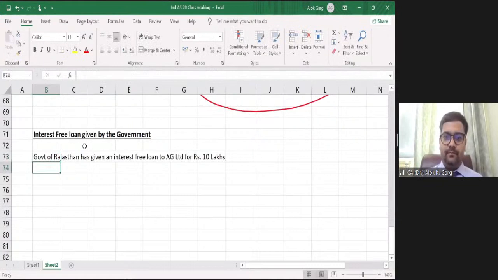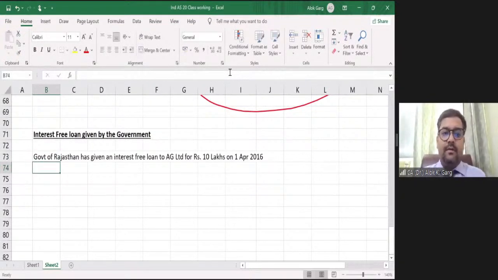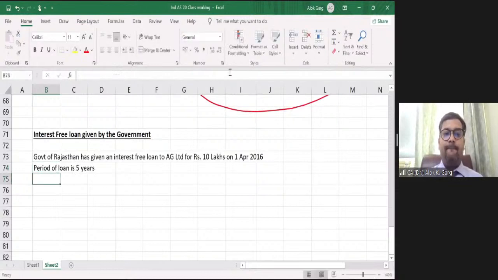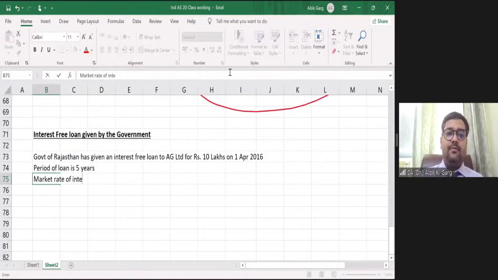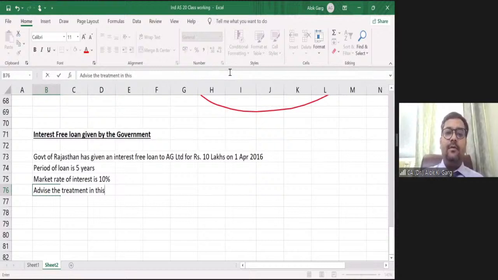On 1st April 2016. The period of loan is 5 years. The market rate of interest is 10%. Advise the treatment in this case in light of provisions of Ind AS.